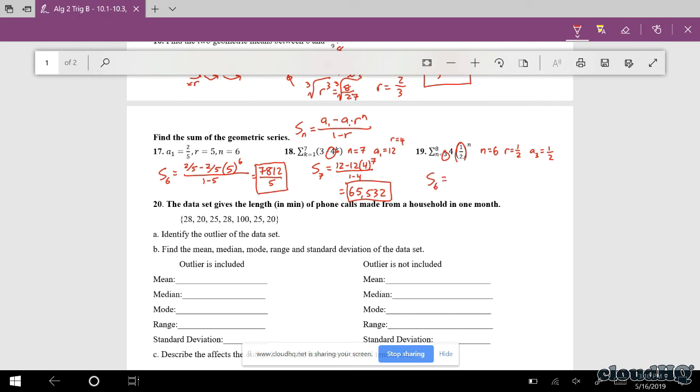Sum of these 6 terms is equal to 1/2 minus 1/2 times 1/2 to the power of 6, all over 1 minus 1/2. Fraction button on your calculator is going to be your friend here, because I'd like exactness in the answer.